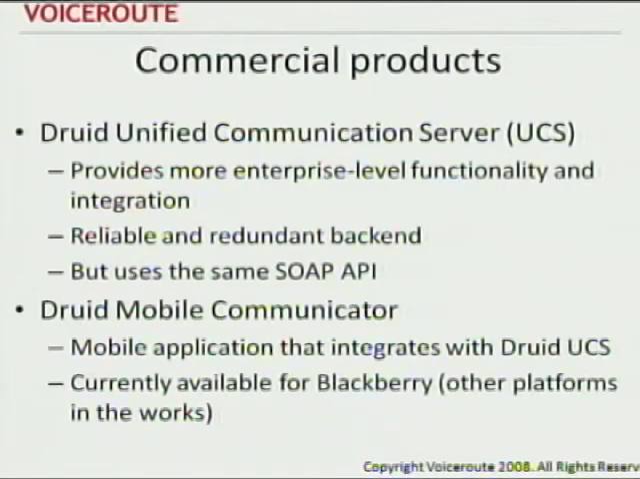Before I go, I'll talk briefly about our commercial products. We have Druid UCS, which provides more enterprise-level functionality. It's reliable, redundant, but it uses the same SOAP API. One of the things in our licensing scheme for open source is that any application you develop using our SOAP API is licensed under whatever license you want. So if you decide to combine that with a commercial product, you can use the same application with a commercial product. It will still work just as you expect it.